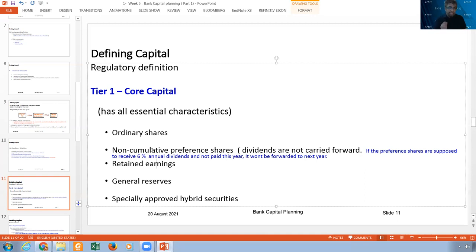Now, preference shares are of two types. One of them is called cumulative, and the other is called non-cumulative. The non-cumulative is part of tier one. Why is it part of tier one? Because it means higher quality, better quality than the cumulative one.